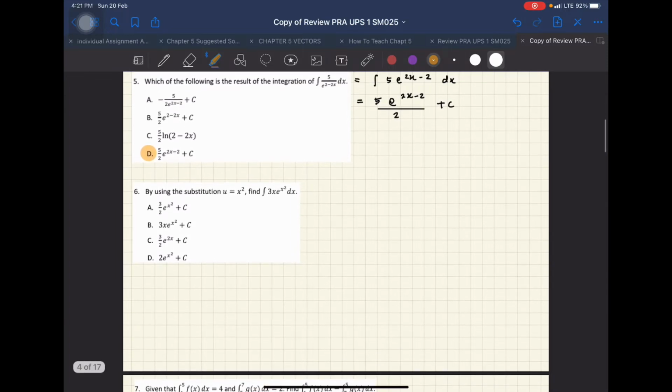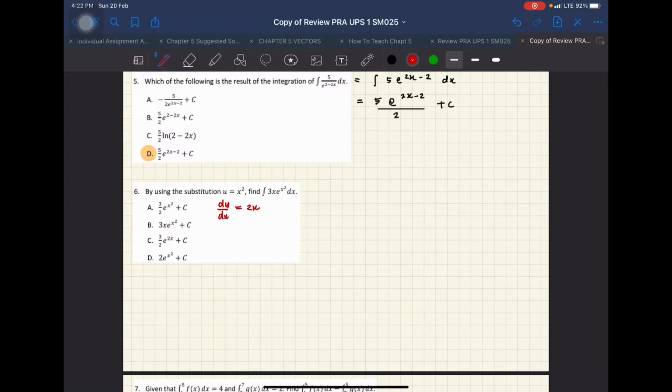Okay, so number 6. By using the substitution, u equal to x square, find integral 3x, blah blah blah blah. Okay, so daripada situ, kita dapat du dx equal to 2x. Okay, so ada yang suka guna cara jadikan dx as a subject. Okay, so that nanti dia substitute kat sini. So dia cancel out saja. Mana-mana yang boleh. Okay, so saya try buat cara tu so that you know how to do it differently with two methods. Okay, so untuk yang ini saya guna cara yang jadikan dx as a subject.